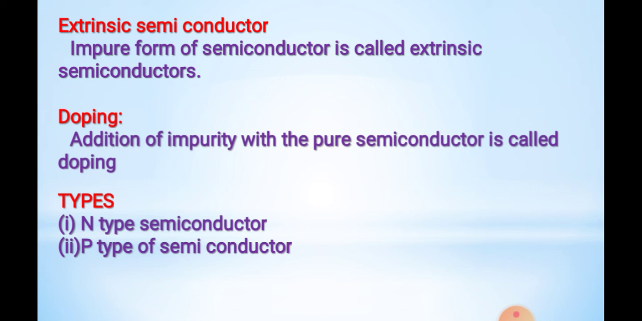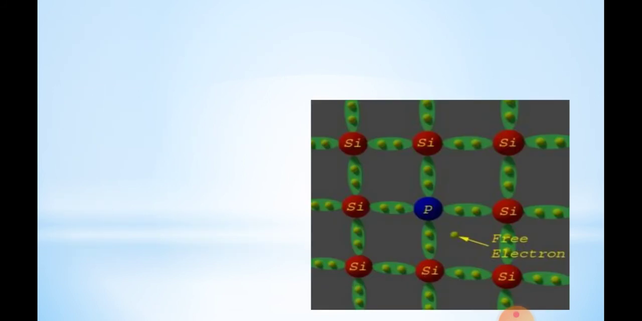N-type, from the word itself you can understand, is the negative type. P-type means it is a positive type semiconductor. N-type means negative, so the charge carriers are electrons. P-type means positive, so the charge carriers are holes. So we can move on to the types. First we can see the N-type semiconductor in this video lecture. In the next video lecture, we can discuss the P-type semiconductor.